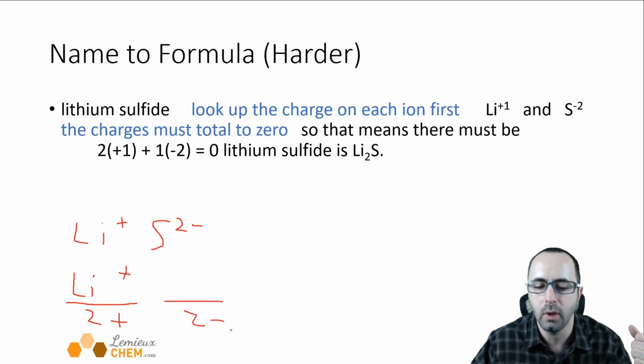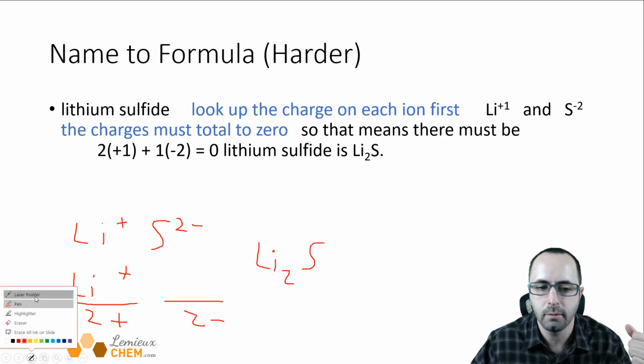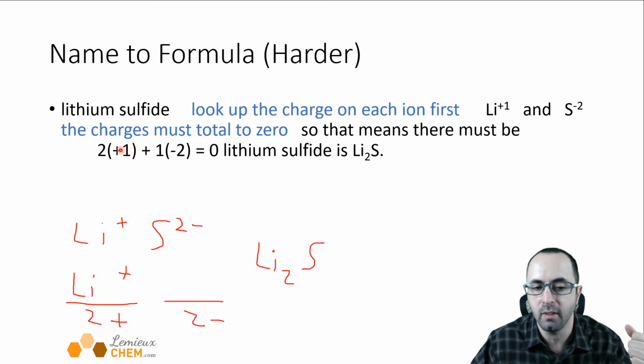And now finally we can write a formula. It's Li2S. You can also verify this with algebra, or not algebra, just summing the numbers. We've got 2 lithium ions, each +1 here, and we've got 1 sulfide ion, -2. Together the charges add up to 0.